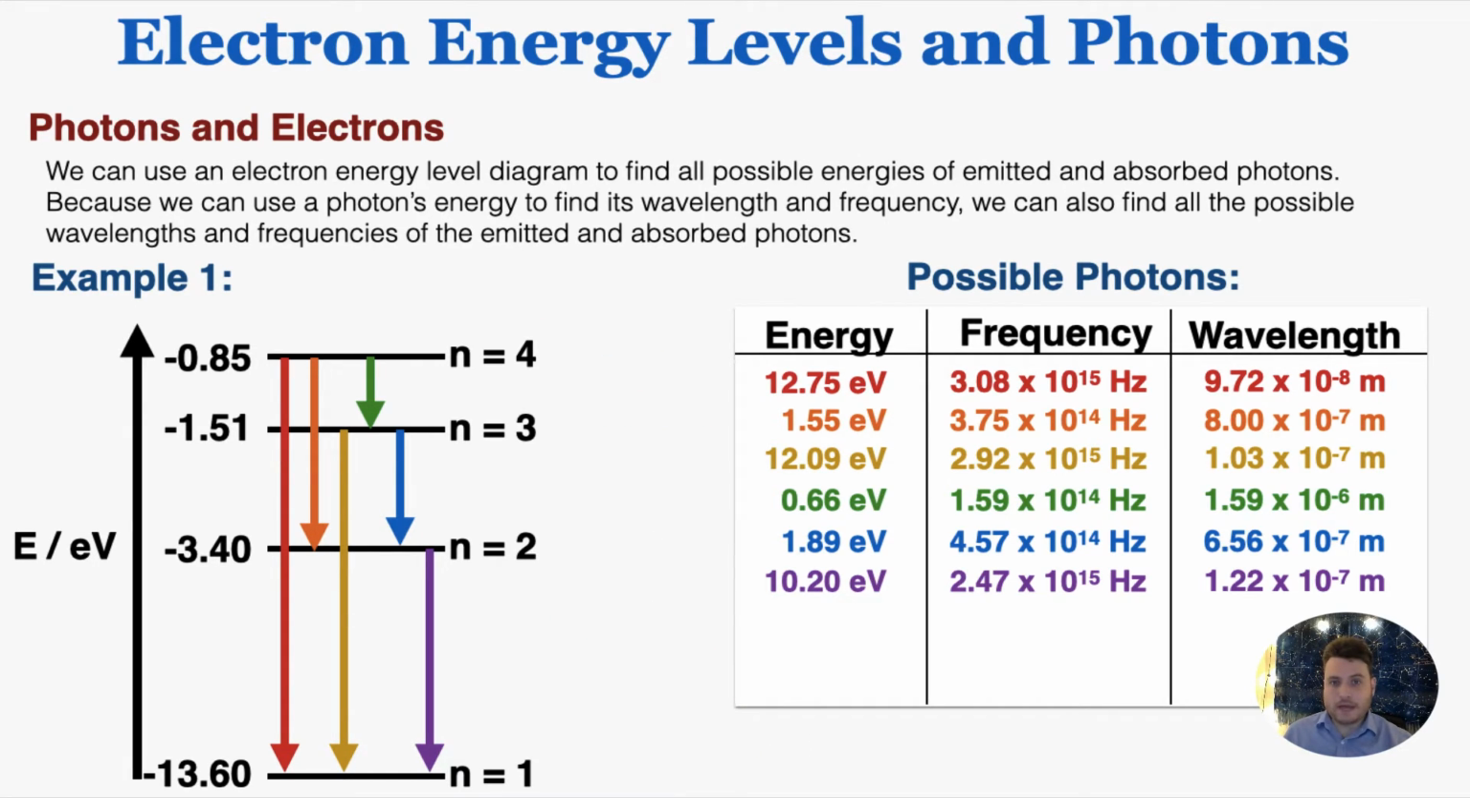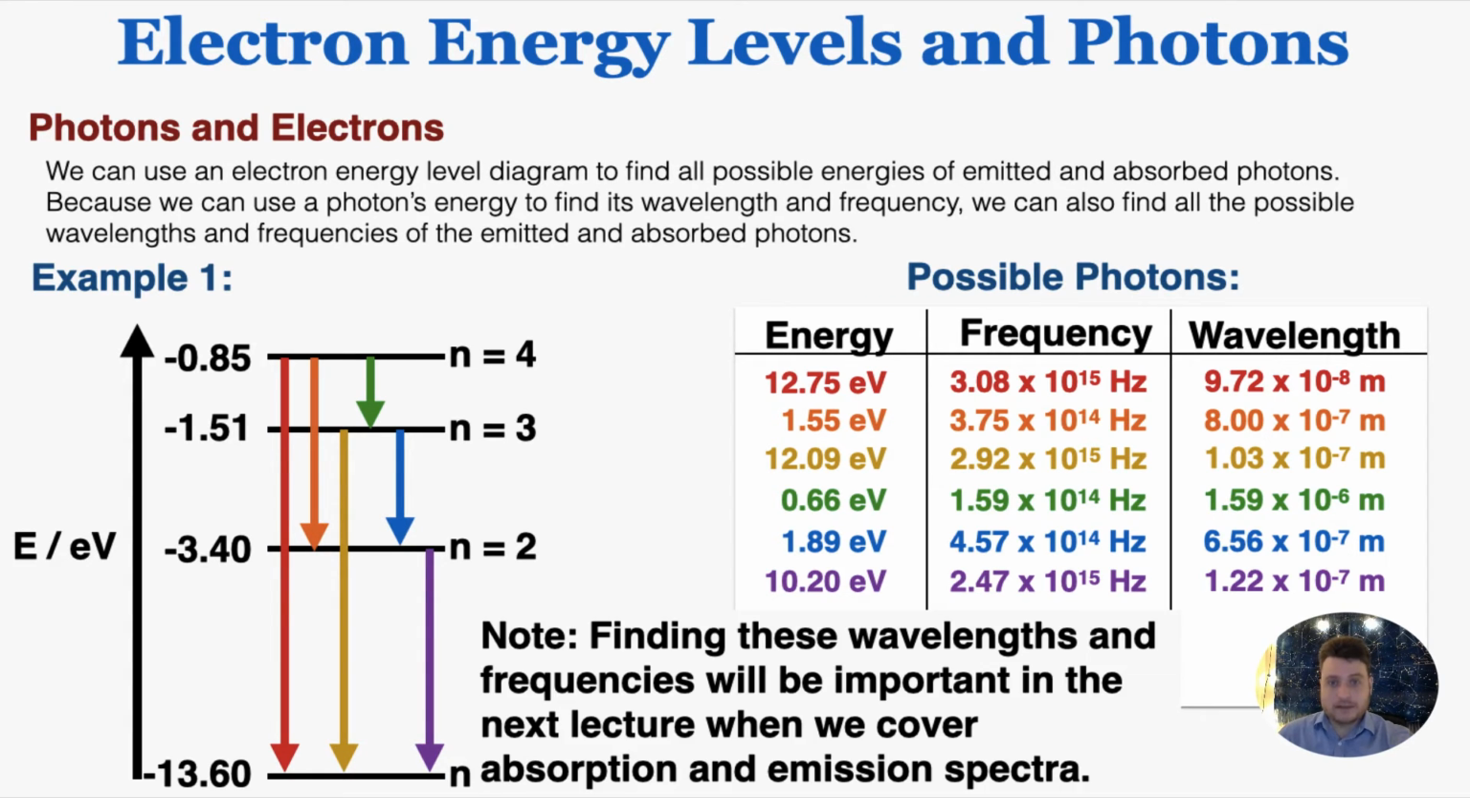So this is cool. I'm now able to find the wavelength and frequencies of light that will be emitted by an atom. These are all the possible wavelengths and frequencies of light that the atom will emit based on its specific energy levels. Finding these wavelengths and frequencies will be extremely important in the next lecture when we cover the absorption and emission spectra of atoms.